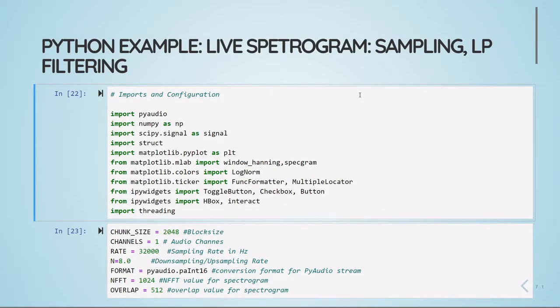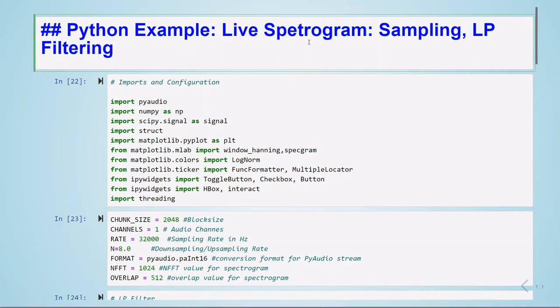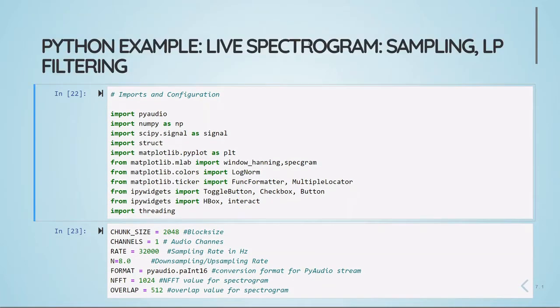This is the last part of this notebook, and what we're going to do is to have a Python example. So this is a live spectrogram. Stay here. So we have sampling, downsampling, upsampling, and the effects of low pass filtering. So let's go through this code.